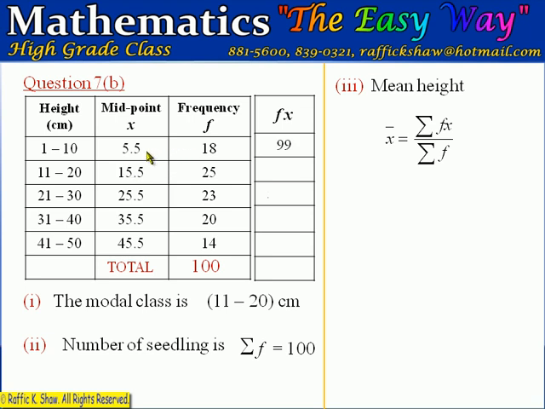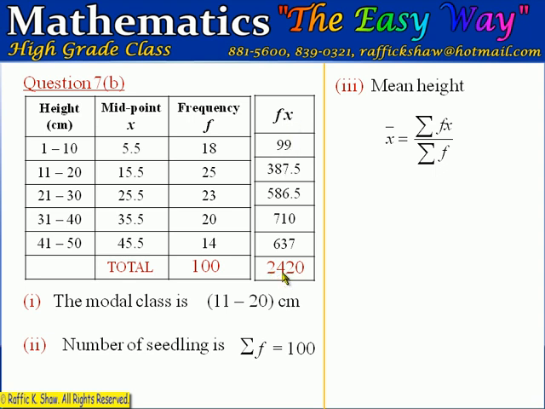Right? So 18 multiplied by 5.5 is 99. 25 multiplied by 15.5 is this value here. And then 23 multiplied by 25.5. And then 20 multiplied by 35.5 gives us 710. And then 14 multiplied by 45.5 giving us 675. And then we will take the total, that's the sum of our f multiplied by x.